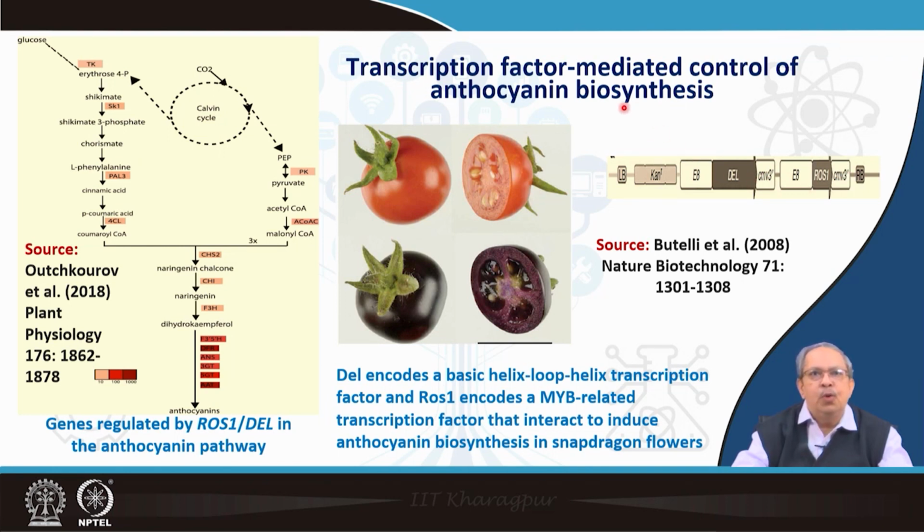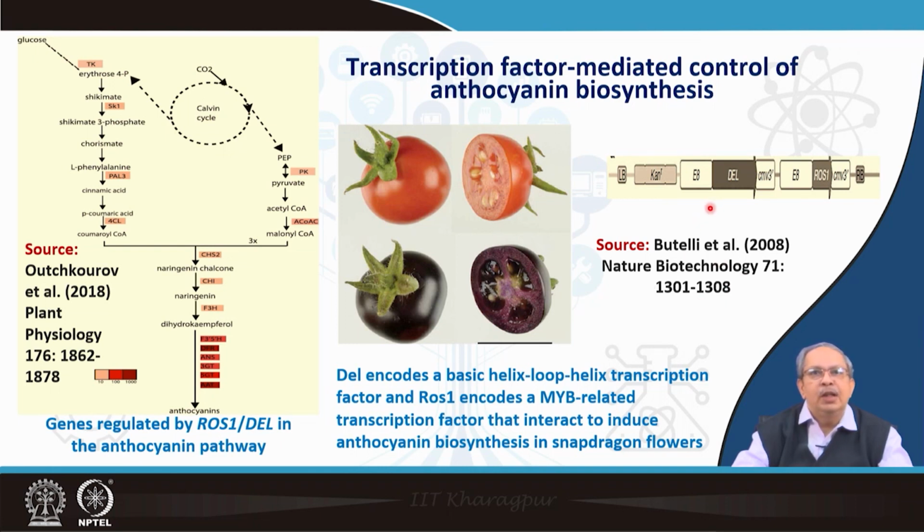There are two groups working on it. One group, much later, looked into what happens in the vegetative part of the plant, that is, whether the tomato leaf can accumulate anthocyanin. That work was published in Plant Physiology in 2018, whereas the earlier work, which I feel is more significant, was published in Nature Biotechnology.